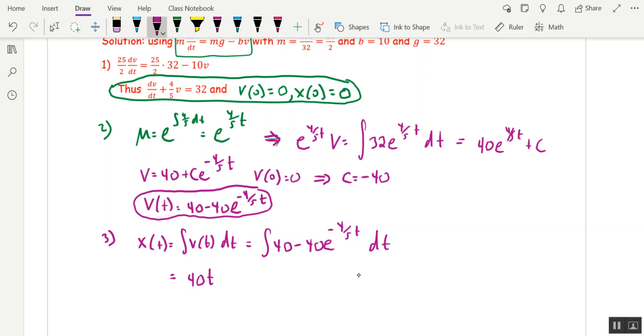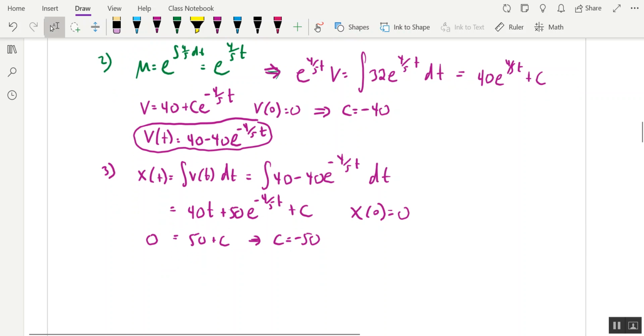Then I'm going to bring down a negative 5 over 4. 40 over 4 is 10. 10 times 5 is 50. So this is going to be plus 50 e to the negative 4/5 t plus c. Now we're going to find c by using x of 0 equals 0. So if I put 0 in here, then I get 50, e to the 0 is 1, so 50 plus c. So c is negative 50.